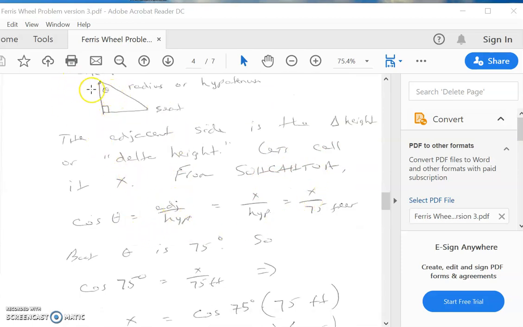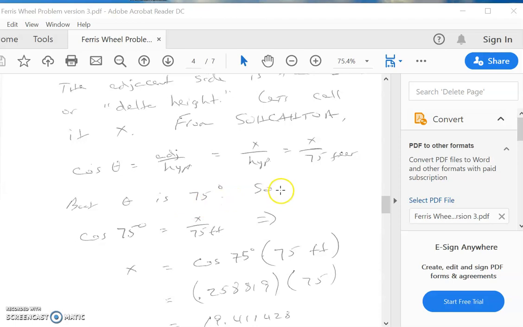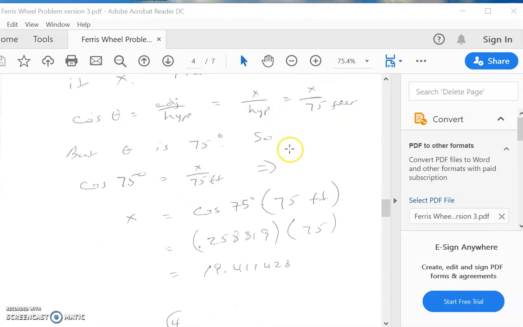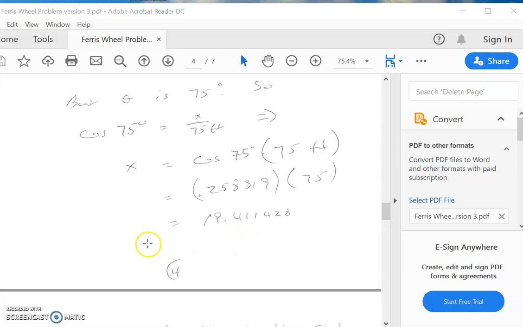From our mnemonic of SOHCAHTOA, we know that the cosine of theta, this theta here, is the adjacent, that's this guy, over the hypotenuse. That's x over the hypotenuse, or in other words, x over 75 feet. The 75 feet here, that radius, is the hypotenuse. Okay, so theta is 75 degrees. So finally, if we just work all this out, we solve for x, and boom, what do we get? We get 19.41, blah, blah, blah.